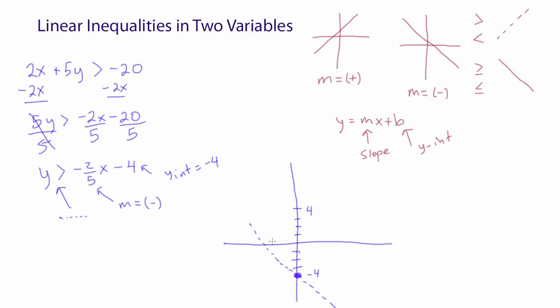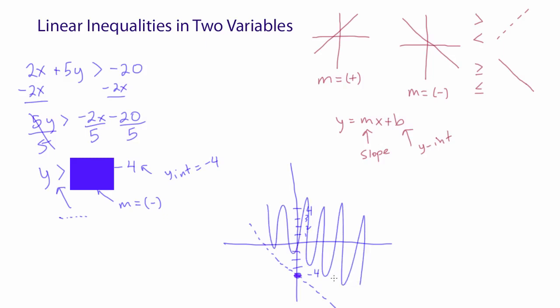Because this is an inequality, we need to know if we're going to shade above or below. Okay, not a problem. We're going to cover the -2 over 5 x. And then we have to ask ourselves, what number, which is y, what number is bigger than -4? Well, 1, 2, and 3 are bigger than -4. Okay, we have to shade on the top. And that's it.